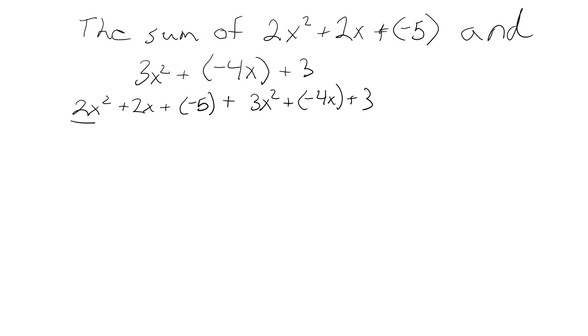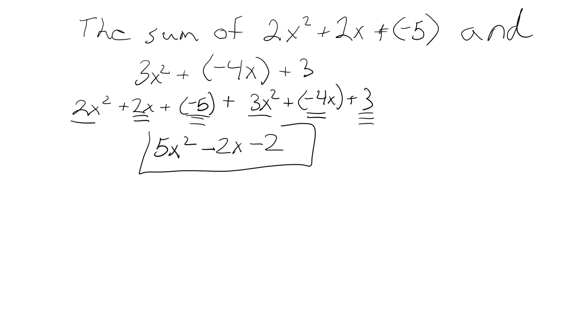Combine like terms, the 2x squared and the 3x squared is 5x squared. The 2x and the negative 4x combine to be negative 2x. And the negative 5 and the positive 3 become a negative 2. And that's all there is to it. So even though it seems a little different at first, that's all there is.